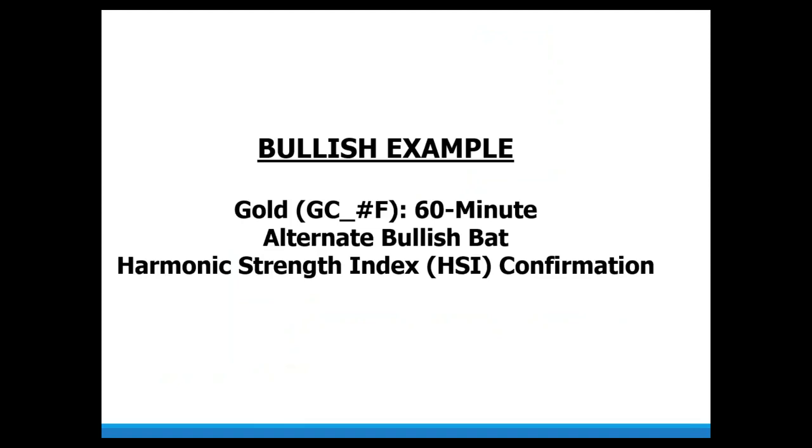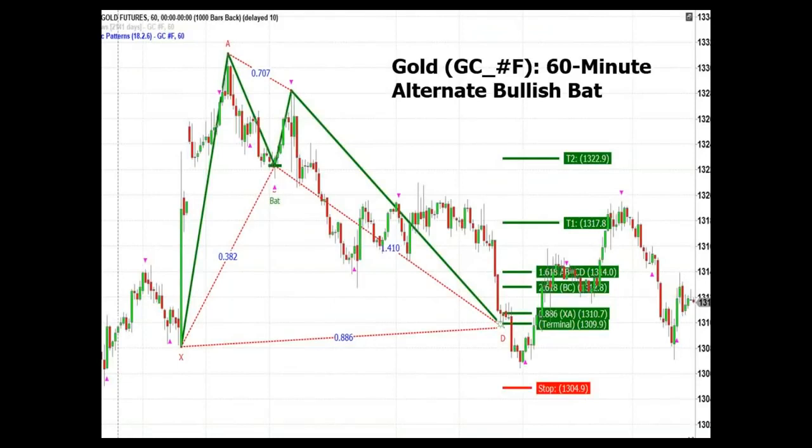Let's look at this example in gold. It's an alternate bullish bat with HSI confirmation. Here's the bat. Really nice alternate bat. Look at the 382. That defines the bat structure. And we know that the alternate bat usually has a deeper retest. So we're typically looking at the minimum 886, but we know that typically we can also see this go a little bit lower. And so if we're looking for the terminal bar, that's the starting point.